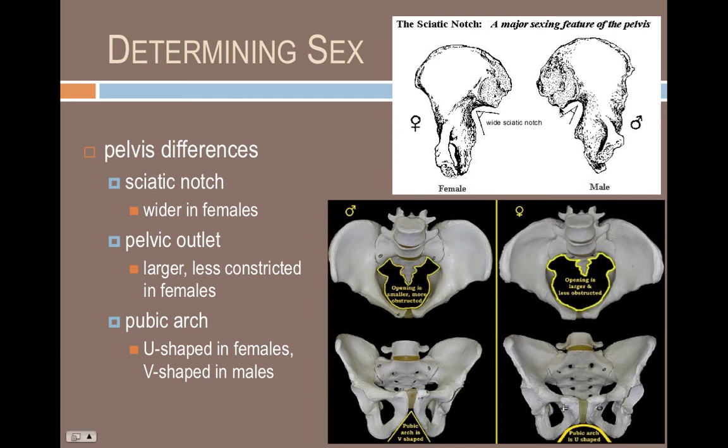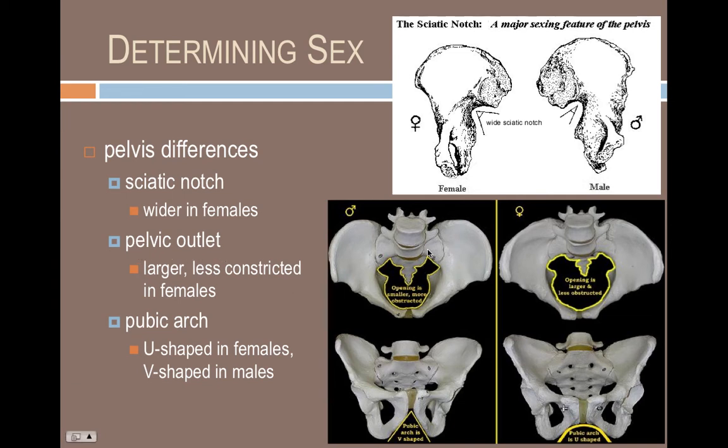And the way that we determine openness or closeness, the sort of rough way to do it, is you just stick your thumb right in there. And if the sides of the bone sort of line up with the sides of your thumb, then that's indicative of a more closed pelvis, and it's more likely to be male. If the sides of the sciatic notch don't touch your thumb, then it's more likely to be a female pelvis because it's more open. The next characteristic is the pelvic outlet.